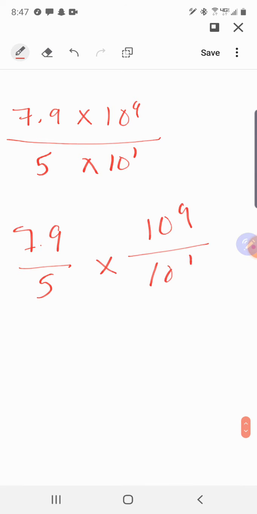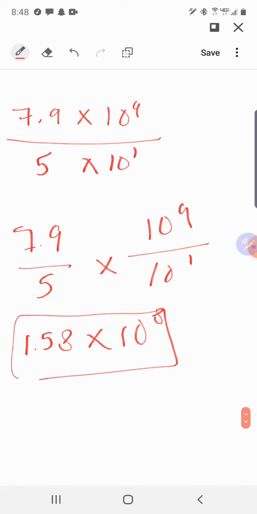When I take 7.9 divided by 5, I get 1.58 times, and now we know our base is going to be 10, and now we just have to take 9 minus 1. 9 minus 1 is 8. And that's our answer because it's already in scientific notation. It looks like that's the first one.